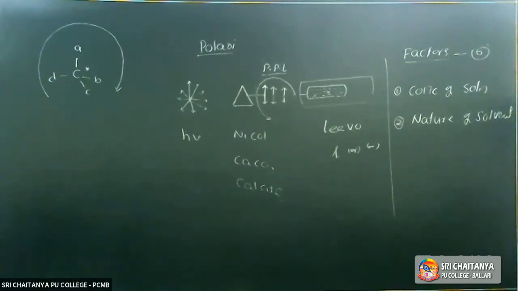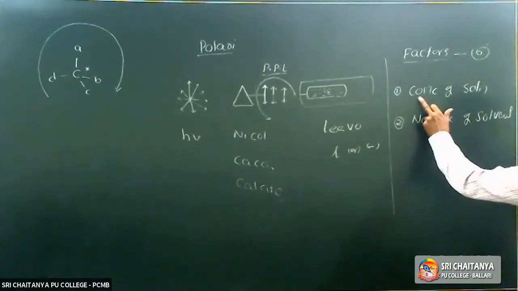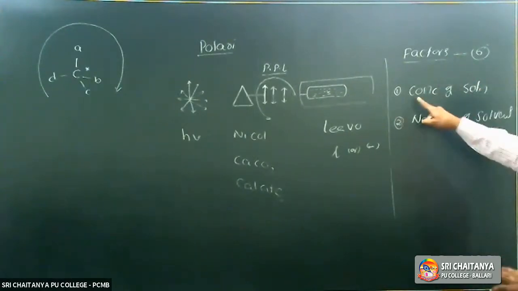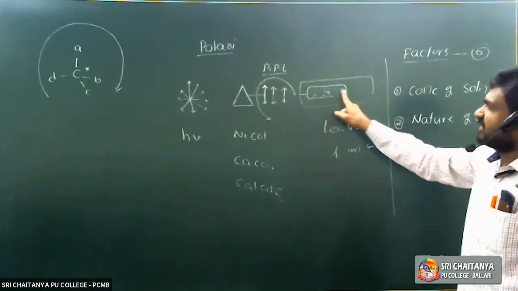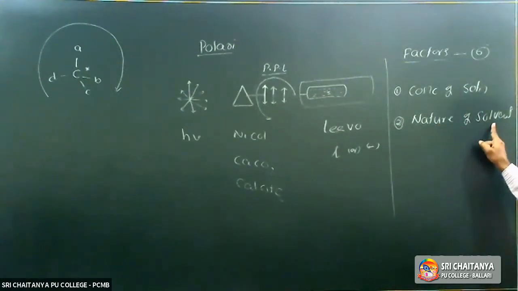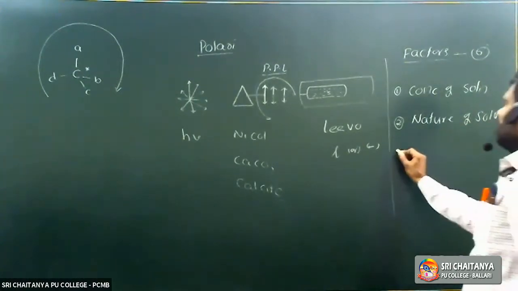So the rotation of plane polarized light depends on six factors. First, the concentration of the substance in solution. Second, the nature of the solvent, either a polar solvent or a non-polar solvent.